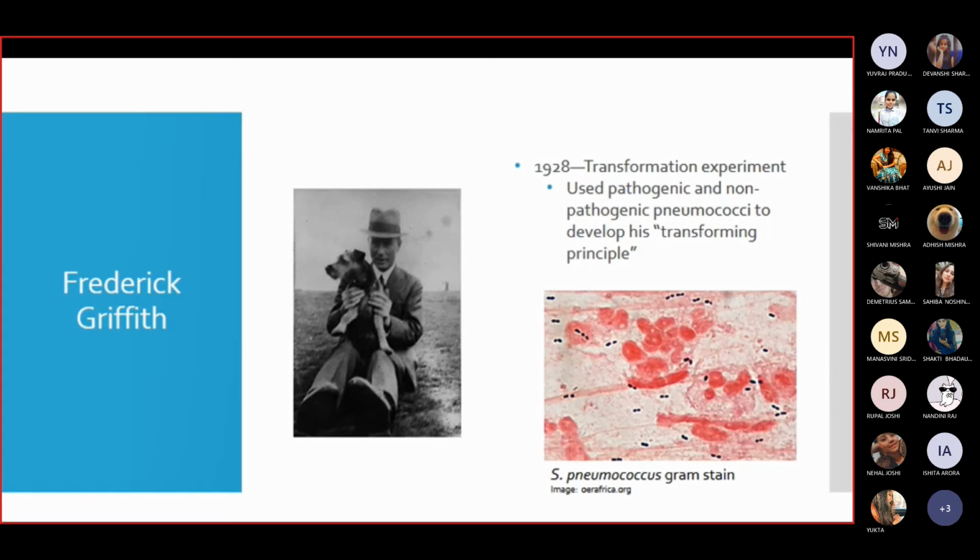So here we have a picture of strep pneumo gram stain. You can see the gram-positive cocci. They're in pairs and they're kind of lancet-shaped. Hint, hint for your micro course. And then here we have an image of Frederick Griffith. And I mean, honestly, who doesn't love a scientist that poses with their super cute doggo?